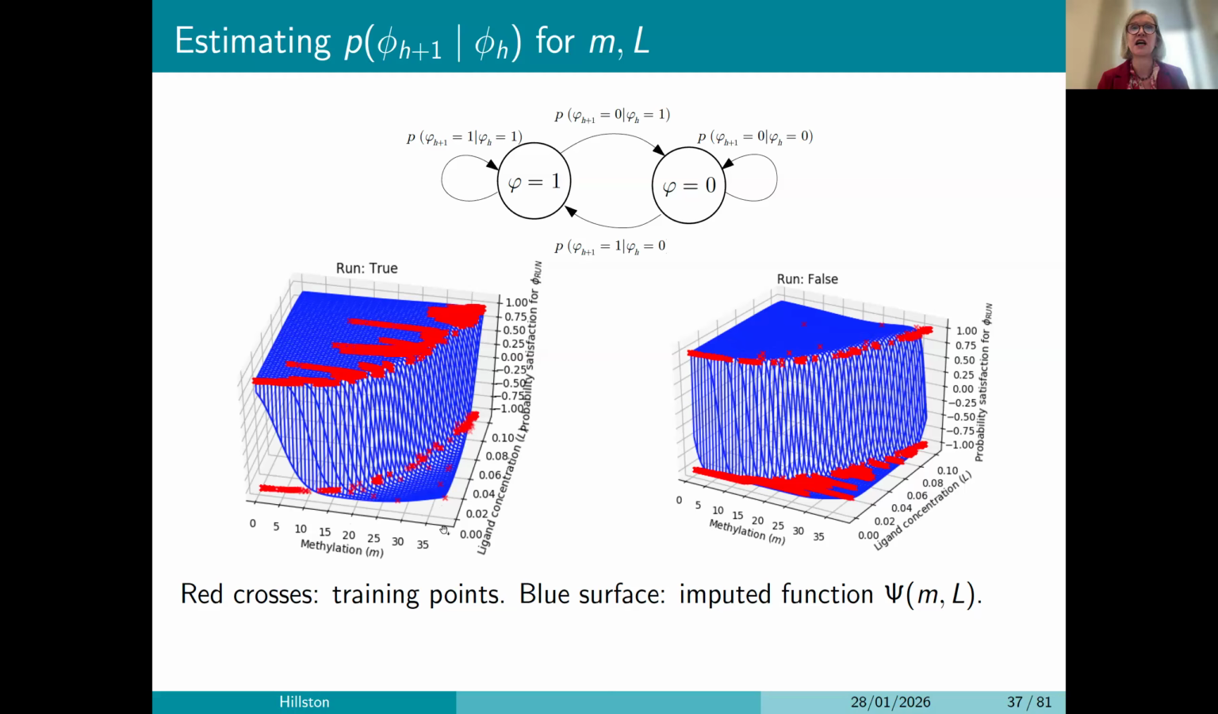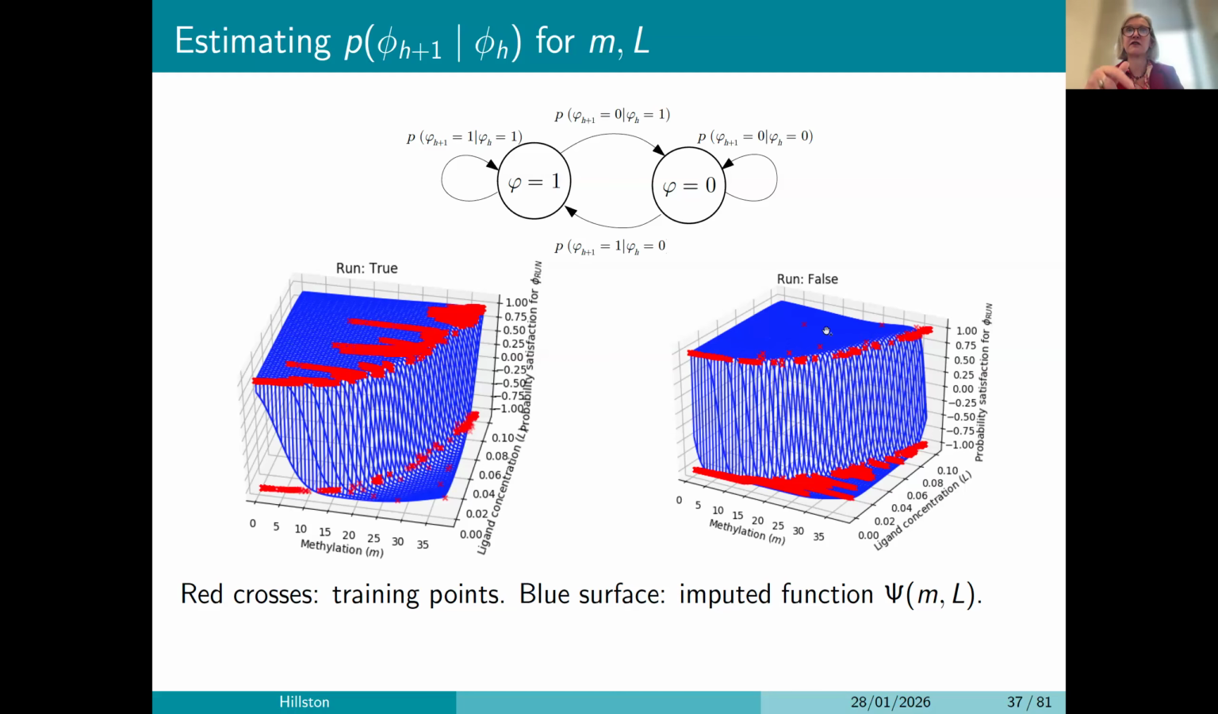So this is looking at different levels of the methylation, which is our historic process, and the ligand concentration, which is our external monitoring. And then we get these sample points. These are the little red points that you see here, which are all our training points. And then we use Gaussian process classification to impute the function of this surface. And so that gives us where we make the decision to run and where we make the decision to tumble.